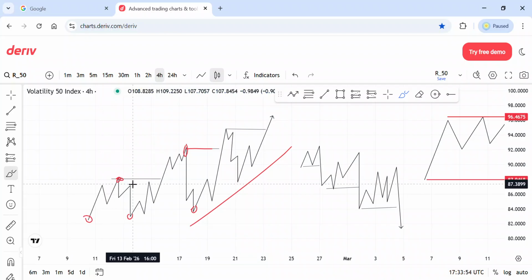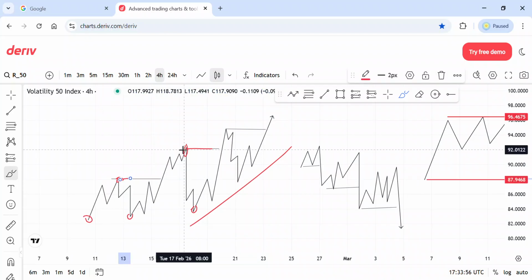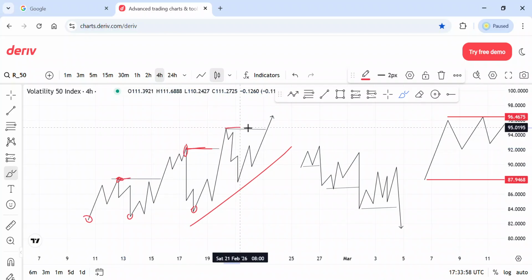Just like we can see here, the market broke out from this high, broke out from this high, then broke out from this high too. So definitely you already know, you don't need anybody to tell you that this market is buying, because it is what you can see. Are you getting it now? So this market is buying.